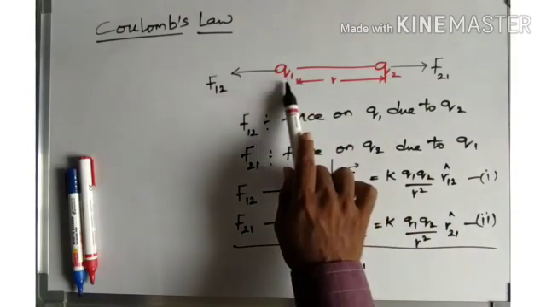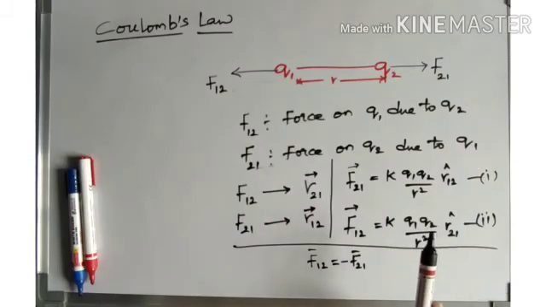This is Coulomb's law, and this is nothing but electrostatic force, which exists between these two charges. From this we can say that the electrostatic force is a central force. What is a central force? A central force is the force which acts along the line joining the two bodies. So this is regarding Coulomb's law in vector form.